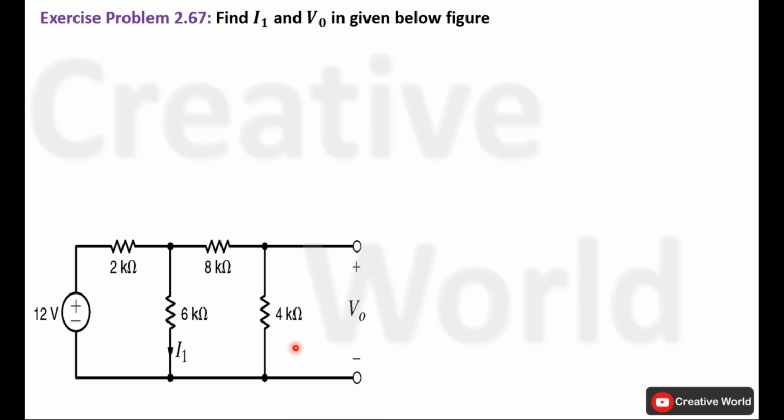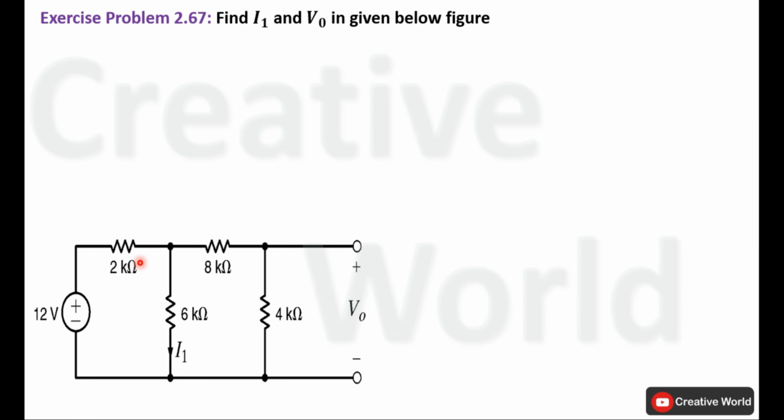First of all, we will try to simplify this network in order to calculate the total supplied current of this network. Later on, we will apply the current divider rule to calculate the current of this branch. The remaining current will flow from this branch, and after finding the value of current through this branch, we will be able to calculate voltage across this 4 kilo ohm resistance, that will be the product of current through this branch and the value of resistance. So first of all, we will try to calculate total supplied current.